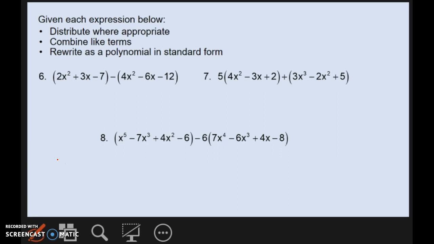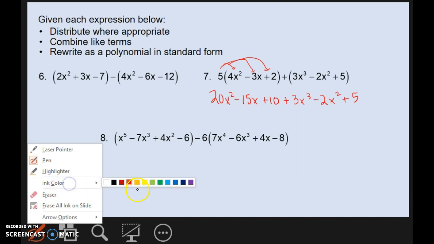Let's try that again. All right, let me grab a pen here. The first thing I'm going to do is distribute that 5 to the 4x squared, to the negative 3x, and the 2. So that gives us 20x squared minus 15x plus 10. There's nothing I can do as far as distributing in the second set of parentheses, so I'm just going to bring these down and go from there. Again, I'm looking to combine any like terms and put this in standard form, meaning the highest degree exponent first.